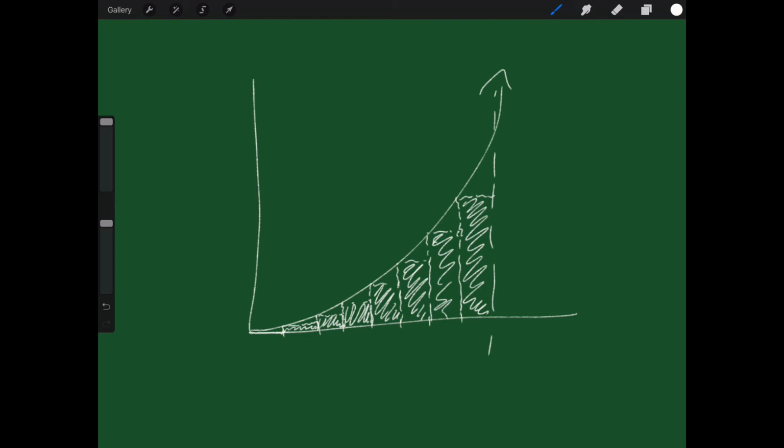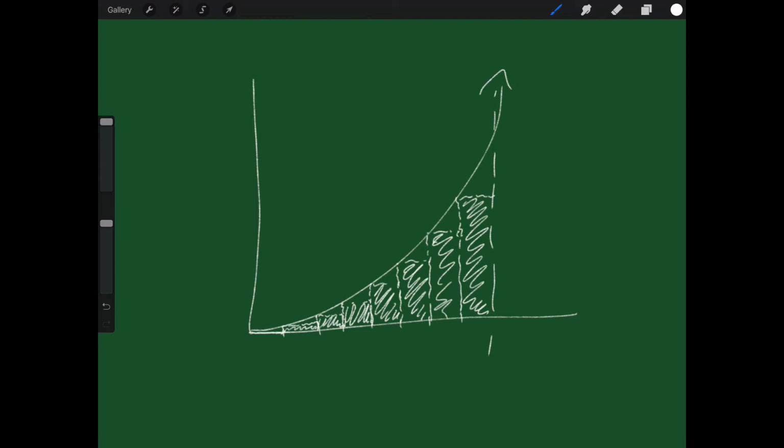Well, I could do it again. Instead of breaking it up into 8 rectangles, I could break it up into 16 rectangles. I could break it up into 32. I could break it up into 100. I could keep going and going, and every time I get a little bit closer to the area.